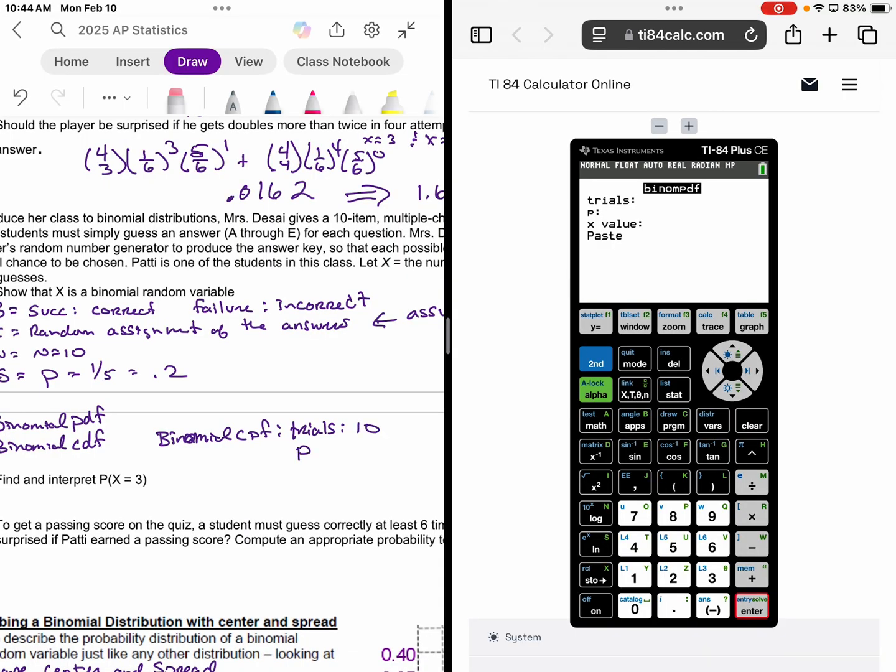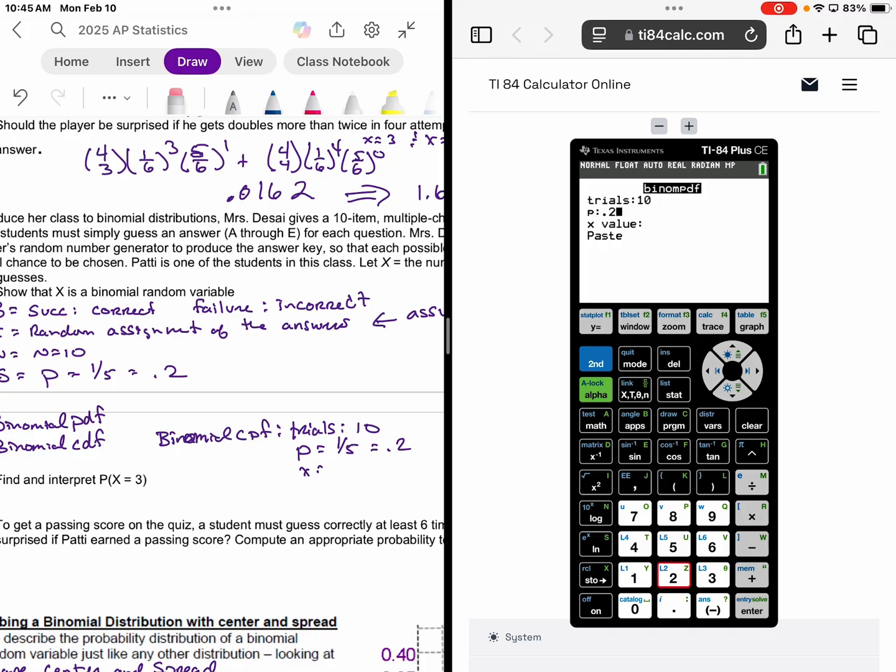My probability of success was, you could type in 1/5. Again, it's a terminating decimal, so putting in 0.2 is fine. If we were doing that coin one, where it's 1/6, I would type in 1 divided by 6. Let it calculate all the decimal places out.